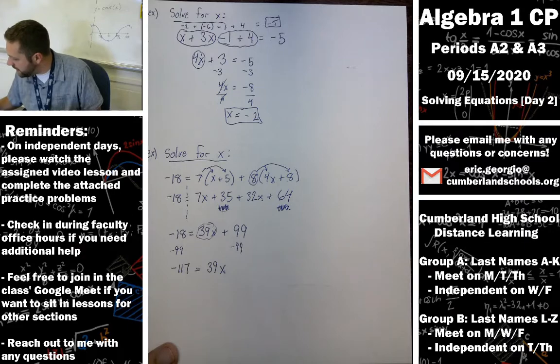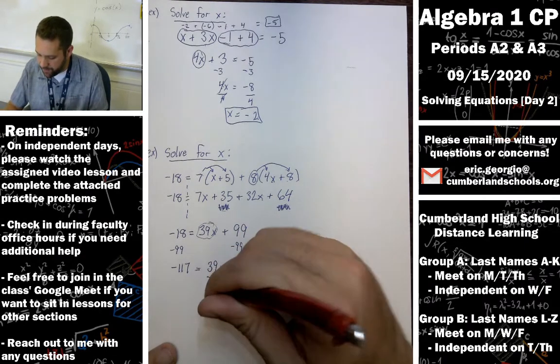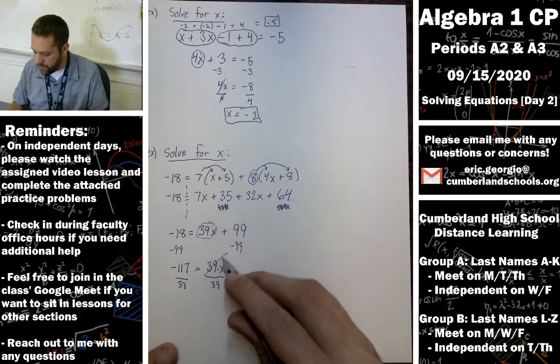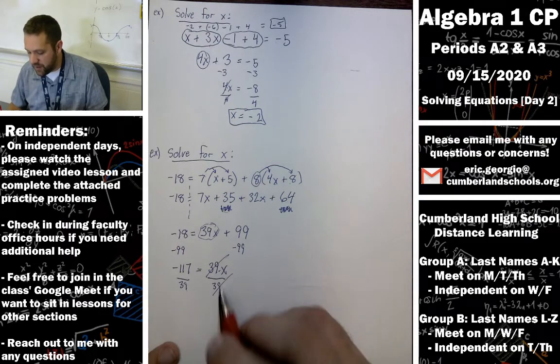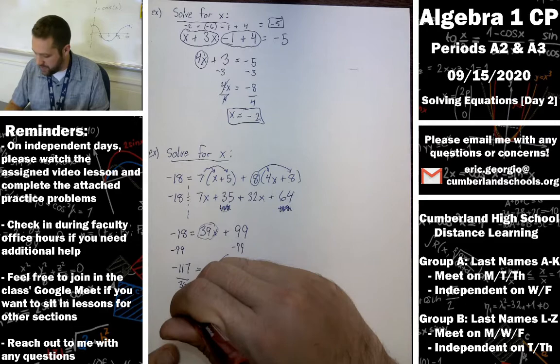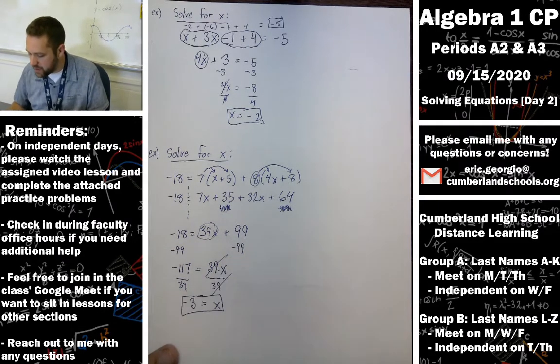Now I want to go ahead and get rid of that 39 in front. We can divide by 39, right? Because that's going to undo the multiplication. This will go away. We have to do it on the left side as well. Just to save you the calculator work, negative 117 divided by 39 is negative 3. Is equal to x. Bingo, we are donezo.